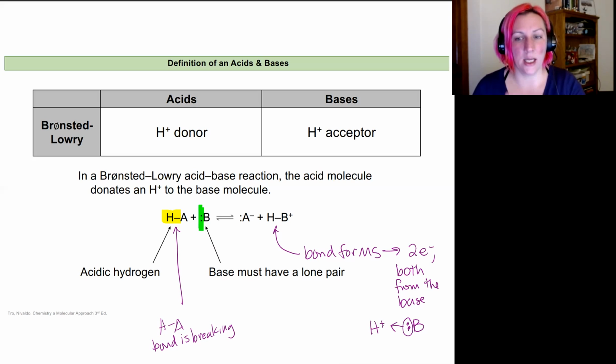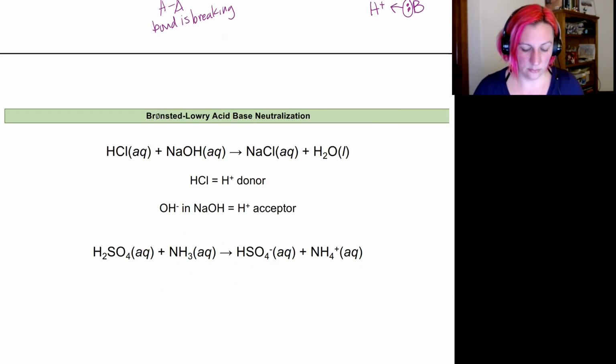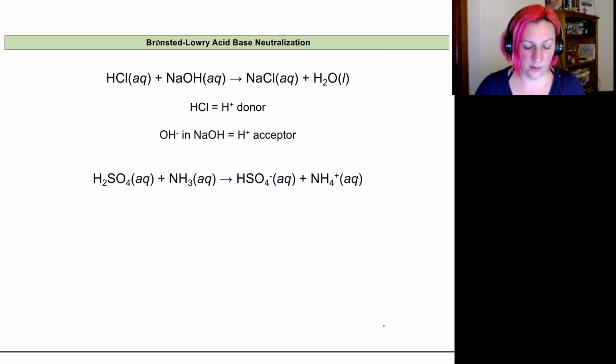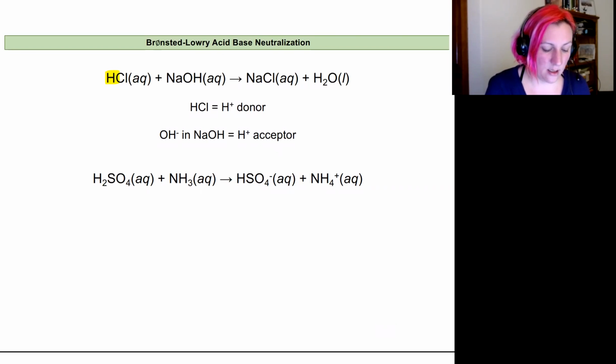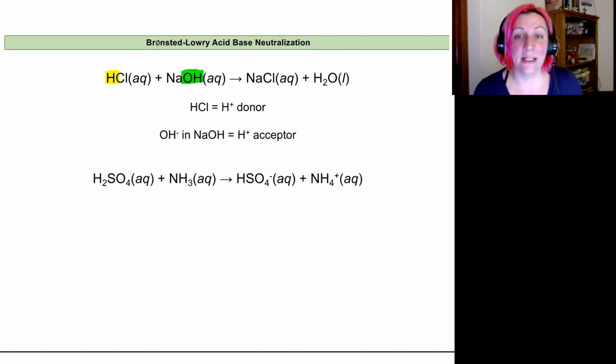A lone pair can, if a proton comes by, form a bond just through that electrostatic attraction between the electron's negative charge and the proton's positive charge. So we can look at our previous example. We can see that the Bronsted-Lowry definition applies perfectly to this still, just like the Arrhenius definition did. Our HCl is going to be our hydrogen donor. Here's our acidic hydrogen. And in our sodium hydroxide, the hydroxide piece, the oxygen is going to have a lone pair that can be our H plus acceptor.